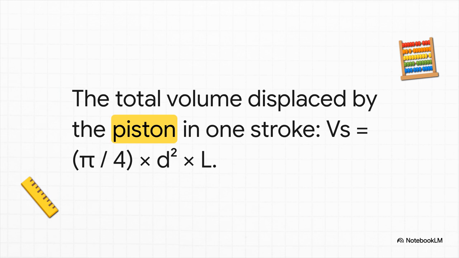Well, the swept volume, which we represent as VS, is simply the total volume of space displaced by the piston during one complete stroke, from that sealing up at TDC down to the floor at BDC. You calculate it using the cylinder's inner diameter, which engineers call the bore, or D, and the stroke length, L.